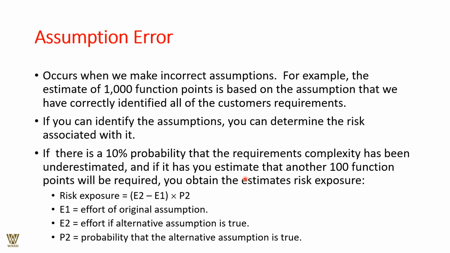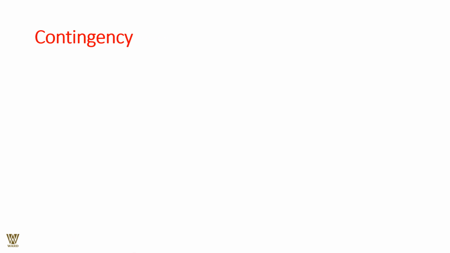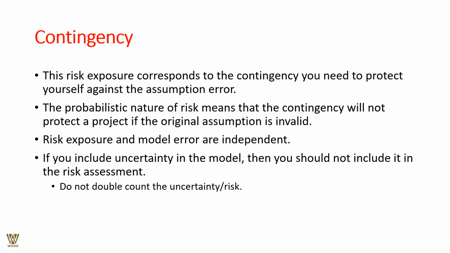If there is a 10% probability that the requirement complexity has been underestimated, and if it has, you estimate another 100 function points will be required, you obtain an estimate of risk exposure. Risk exposure is (E2 minus E1) times P2, wherein E1 is the effort of the original assumption, E2 is the effort of the alternative assumption if it is true, and P2 is the probability that the alternative assumption is true. Looking for contingency plans altogether, the risk exposure corresponds to the contingency you need to protect yourself against the assumption error.